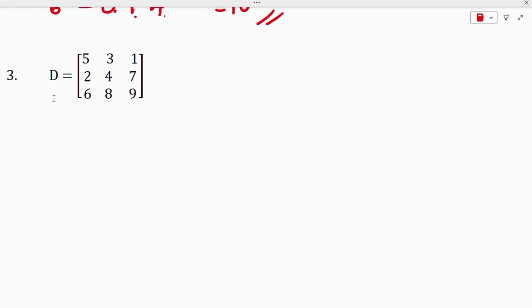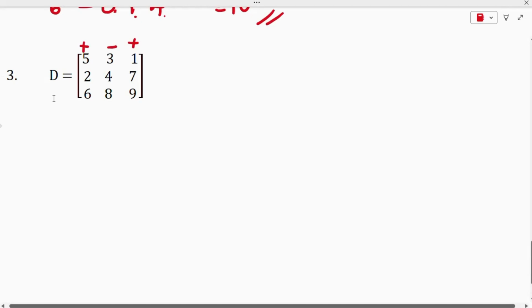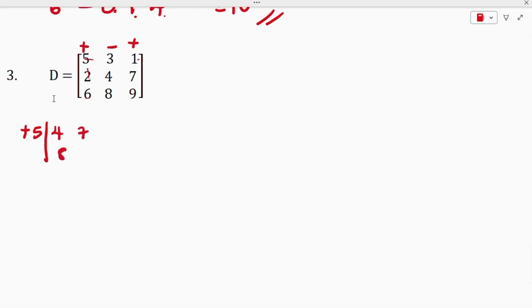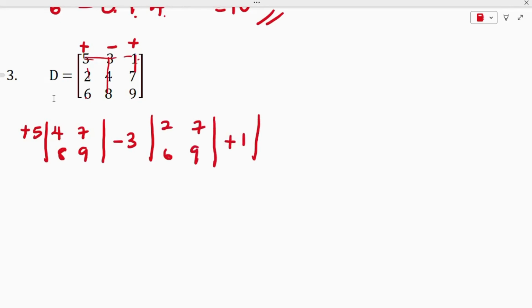And lastly, we have this example right here and we want to find the determinant. So to do that, we give this our signs, so we have plus minus plus, so this becomes plus 5 into, so here is going out and here is going out, so we have 4 7 8 9, minus 3 into, so here is out and here is out, so we have 2 7 6 9, plus 1 into, here is out, so we have 2 4 6 8.